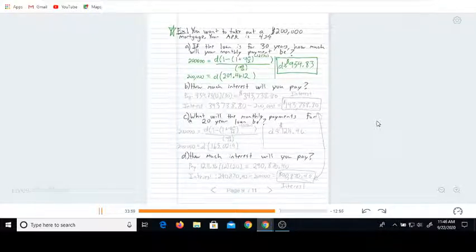So how much interest is that? Well, you're going to pay $954.83 every month for 30 years on this loan. So that's going to come out to $343,738.80. How much was the loan for? $200,000. So in other words, you're going to pay back $343,000 for a $200,000 loan. So in terms of interest, you just take the difference.